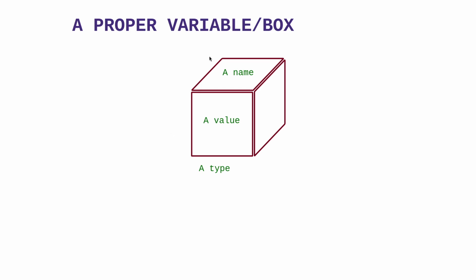Okay, so keep that in mind. 90% of the time, we actually have a value. The other 10% is just the name and the type.